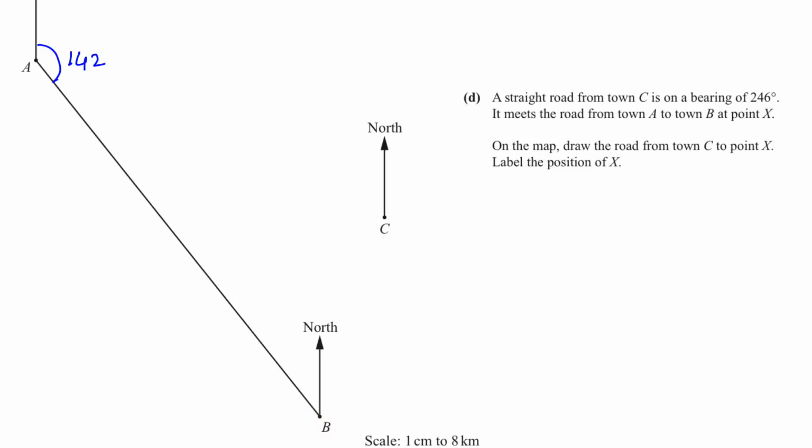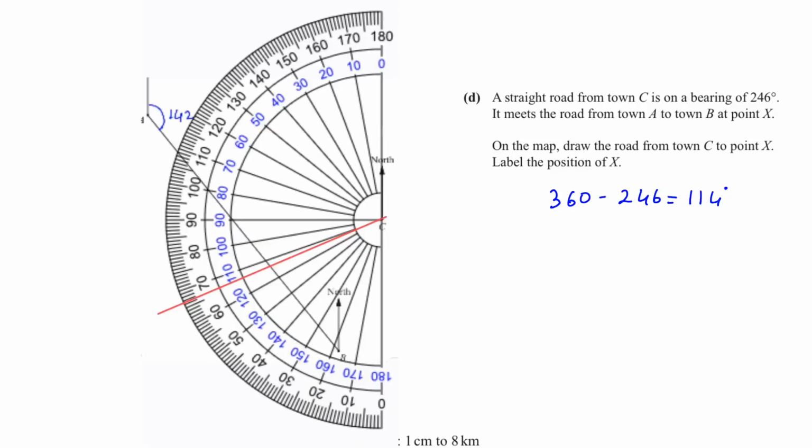If it is 246, it means the inside angle will be 360 minus 246, that is 114. So if we take the line from here and we draw, the inside angle here should be 114. You have to put the protractor in this position. The C is here, so 90 degrees will be here. And we need to find 114, which is going to be here. So this is 114 and this here is your X.